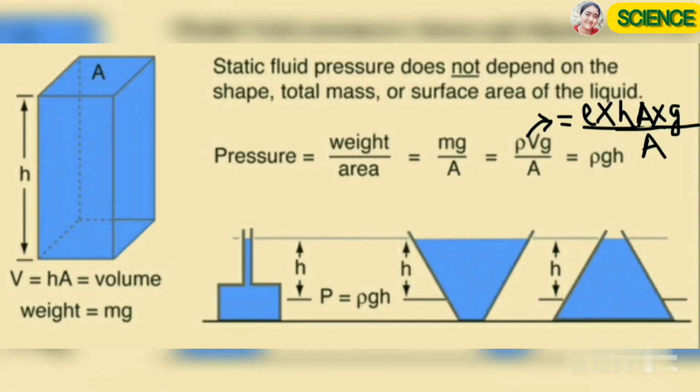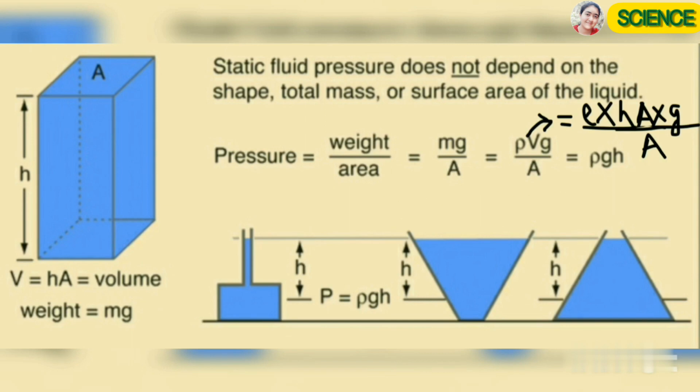Here you can see a static liquid column of height h. Now the volume of this liquid column would be V equals height into cross-sectional area. The cross-sectional area is given here, that is capital A. So volume would be h into A. Now we know pressure is thrust by area. So what is thrust? Thrust is the weight of the liquid column of height h. Here we are calculating pressure at the bottom of the liquid column of height h.